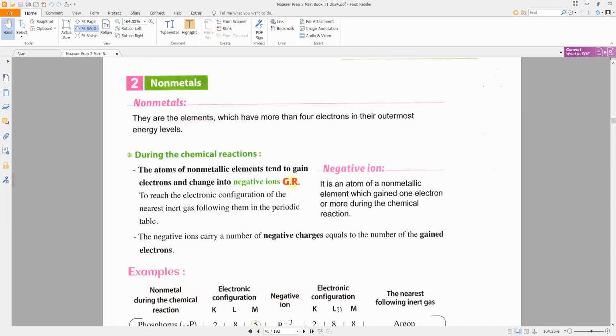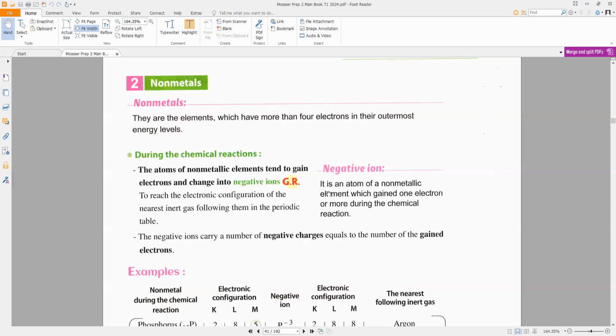But non-metal has more than 4 electrons in the outermost shell, and it's also unstable. It needs to complete the outermost shell with electrons, so it enters a chemical reaction and changes to a negative ion because it gains electrons. Why does it change to a negative ion? To reach the electronic configuration of the nearest noble gas, but not the one preceding it, the one following it in the next period. And we call it a negative ion because it has more electrons than protons.